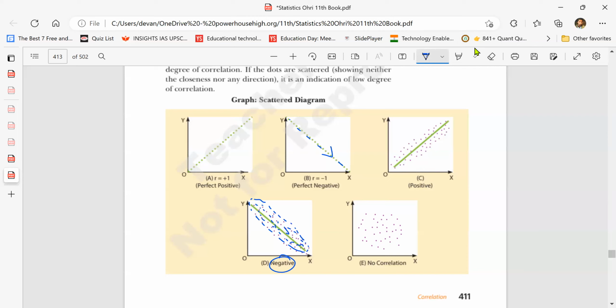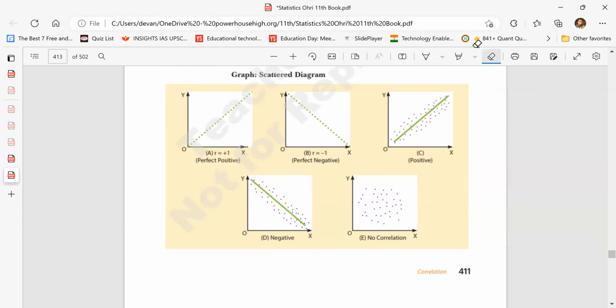So that's a negative one. And if there is a diagram like this, which is spread all around the data set, then there is no correlation at all. Is it okay? Fine. So you need to memorize this very thoroughly. This is very important. Note down page 411, the scatter diagram. Cool. Now this was the diagrammatic method.